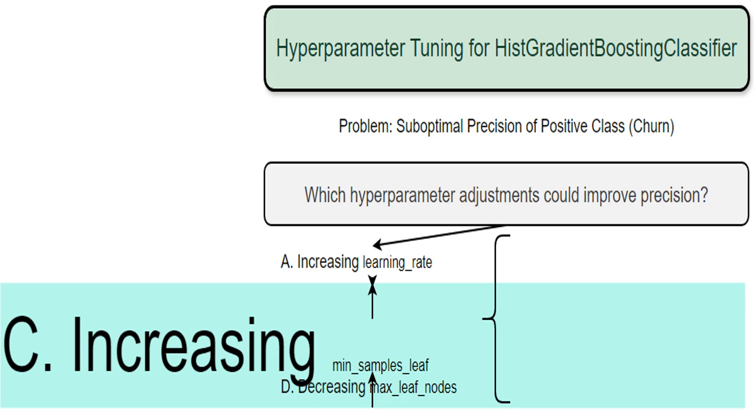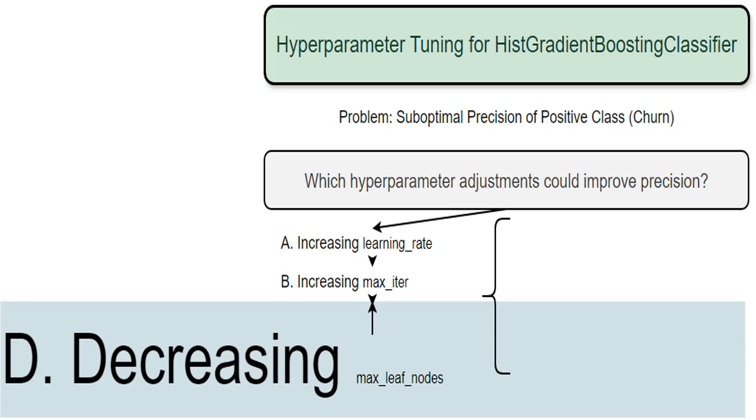This forces the model to create simpler trees, reducing the risk of overfitting and improving precision, as the model becomes less prone to making incorrect positive predictions. This is because a simpler model is less likely to latch onto noise in the data. Similarly, reducing max_leaf_nodes directly limits the complexity of each decision tree.